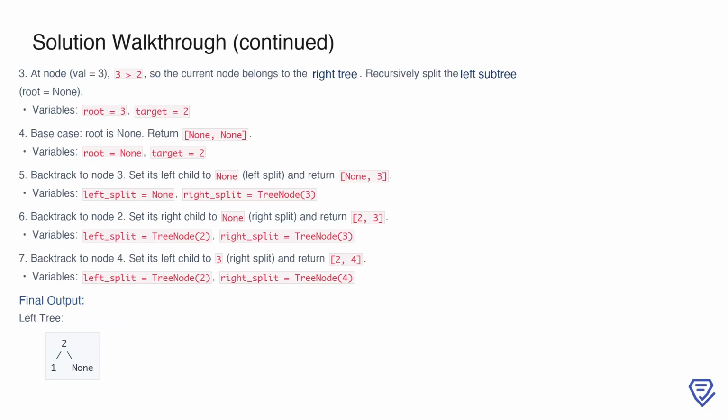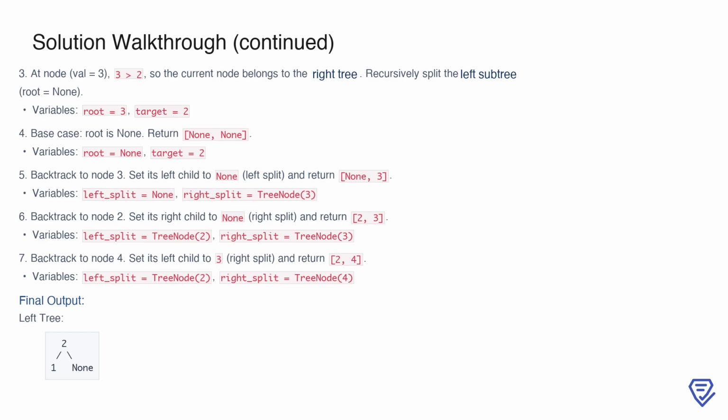At the node with value 3, we compare it with the target value 2. Since 3 is greater than 2, this node will belong to the right tree. As a result, we proceed to split its left subtree, but the left child of this node is none. This brings us to the base case where the root is none, so we return none, none.